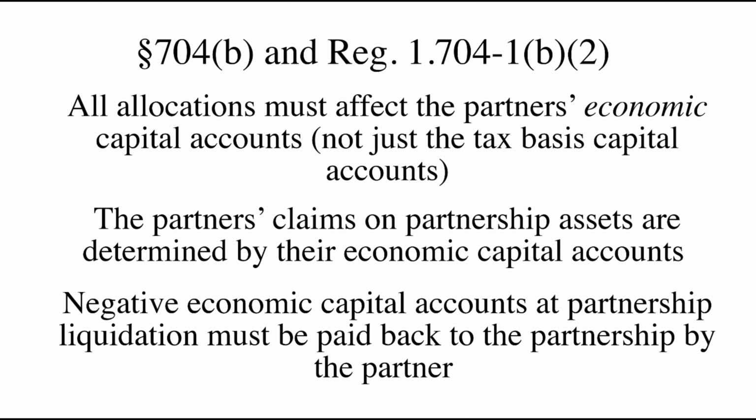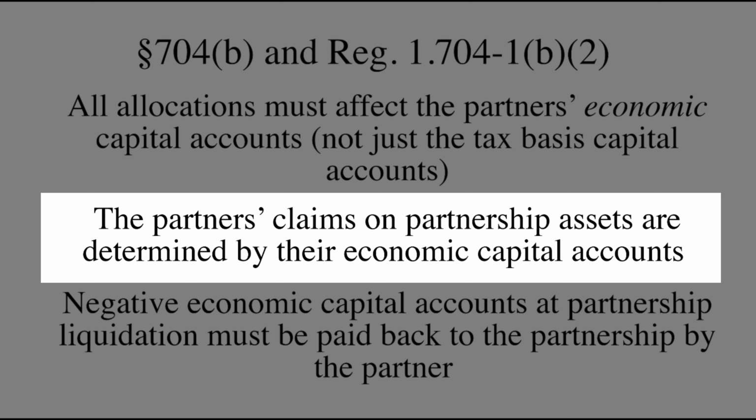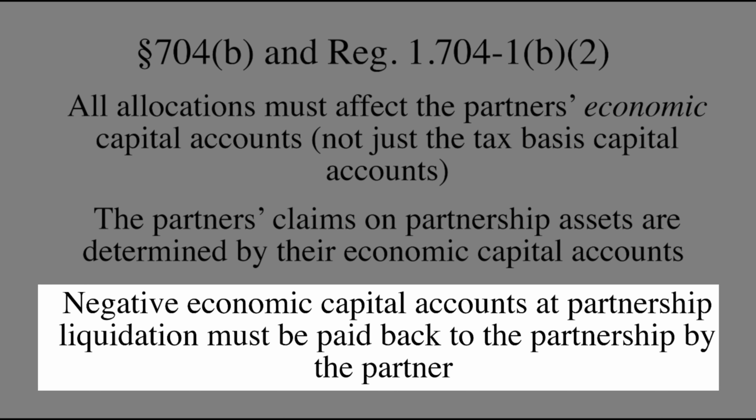As we saw in the first video, the big three requirements for partnership allocations to have economic effect are: 1. The partnership must maintain economic capital accounts for each of the partners. 2. Each partner's legal claim on the partnership assets is determined by their economic capital accounts. And 3. Any partner with a negative economic capital account when the partnership is liquidated must restore the capital account to zero by contributing property or cash to the partnership.